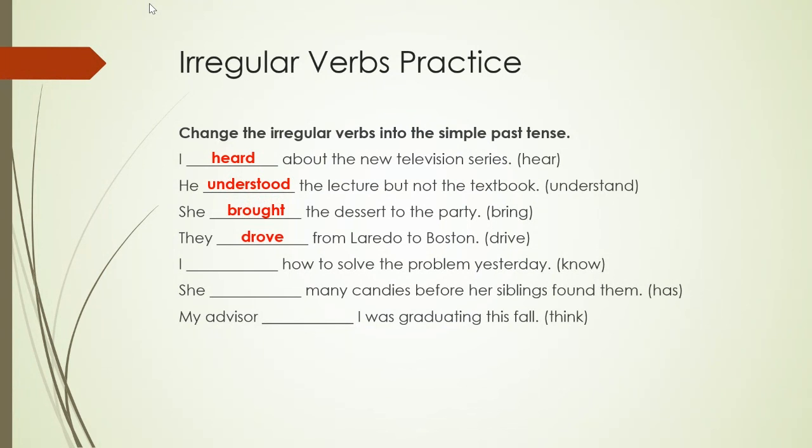In the fourth example, they drove from Laredo to Boston. Drove is the irregular verb. In the fifth example, I knew how to solve the problem yesterday. Knew is the irregular verb. In our next example, she had many candies. Had is the irregular verb. In the last example, my advisor thought I was graduating this fall. Thought is the irregular verb.